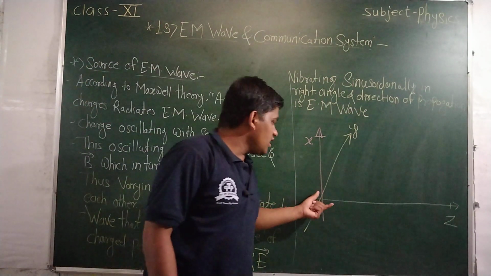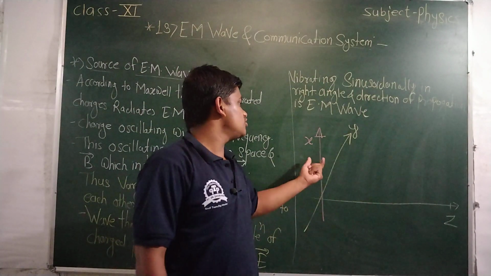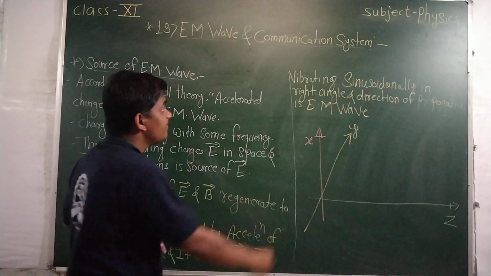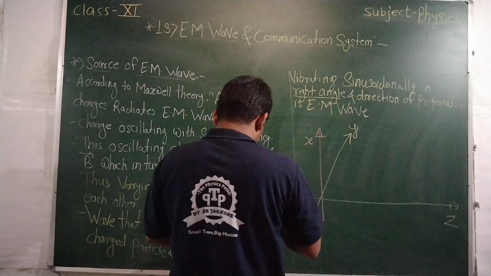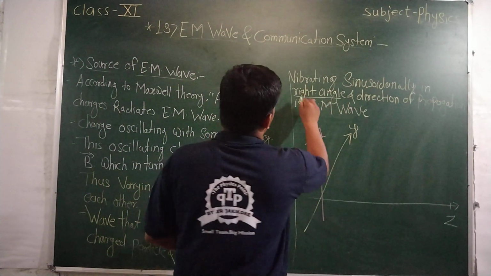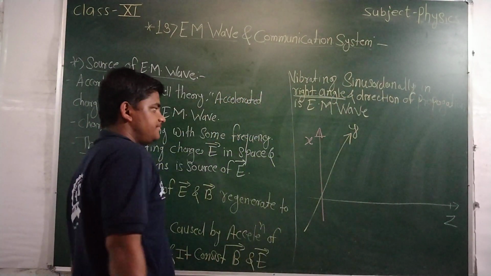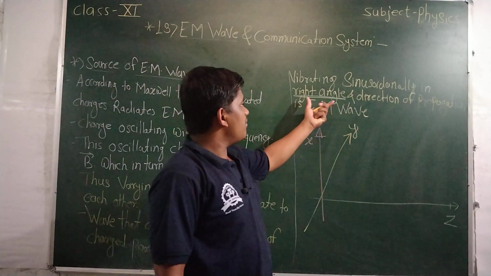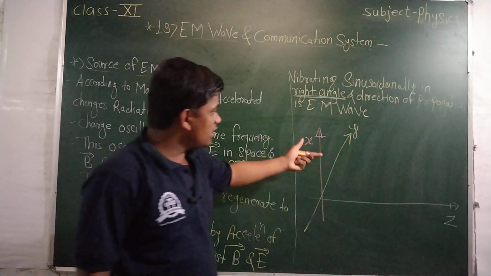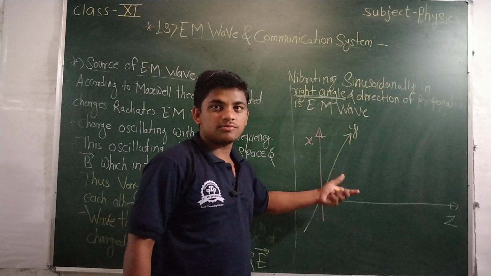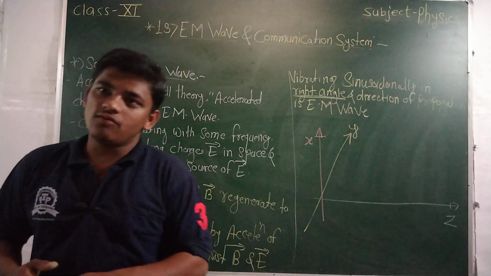Then when the electric field is produced in the direction of the x-axis, the magnetic field is produced perpendicular to it, at a right angle. Since the magnetic field is perpendicular to the electric field, it is produced along another axis, that is the y-axis.